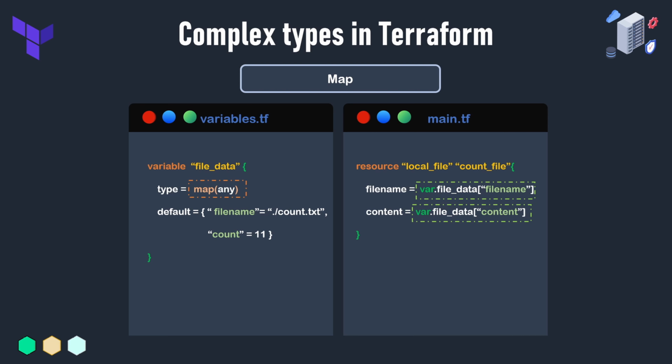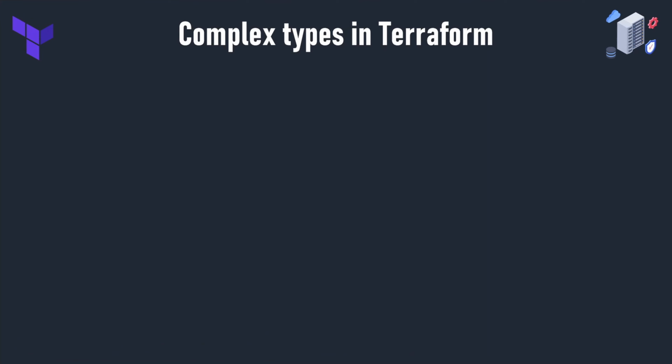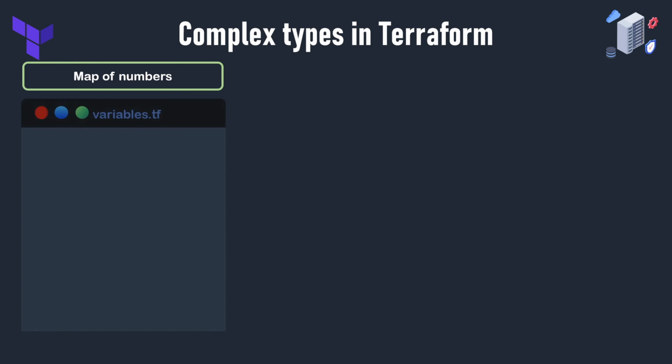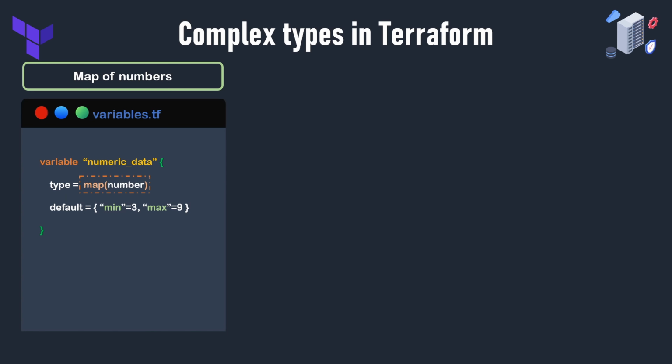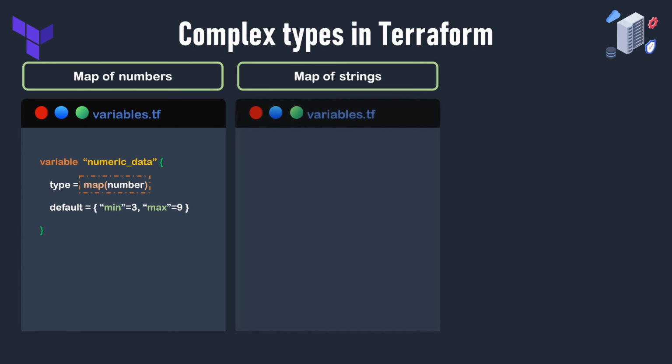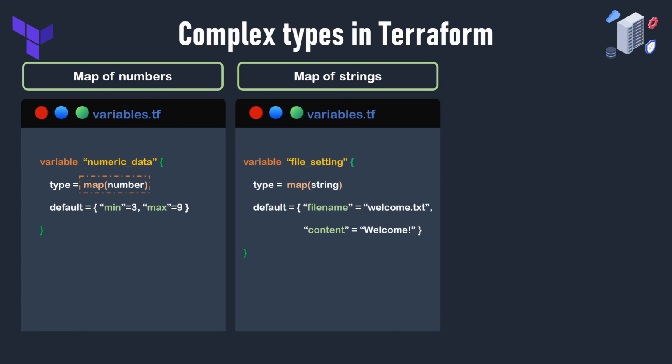Let's see now how to work with a map of a specific type. The map called numeric data must have only numeric values, not because it is called numeric data, the name can be anything, but because it is a map of numbers. So the value associated with any key must be of type number. For the second map here, it is called file data, and only values of type string are accepted.